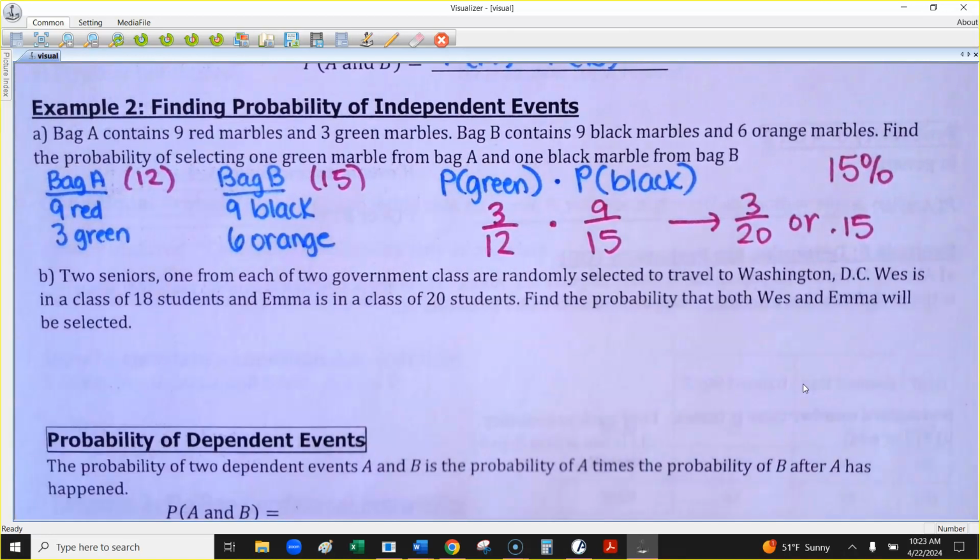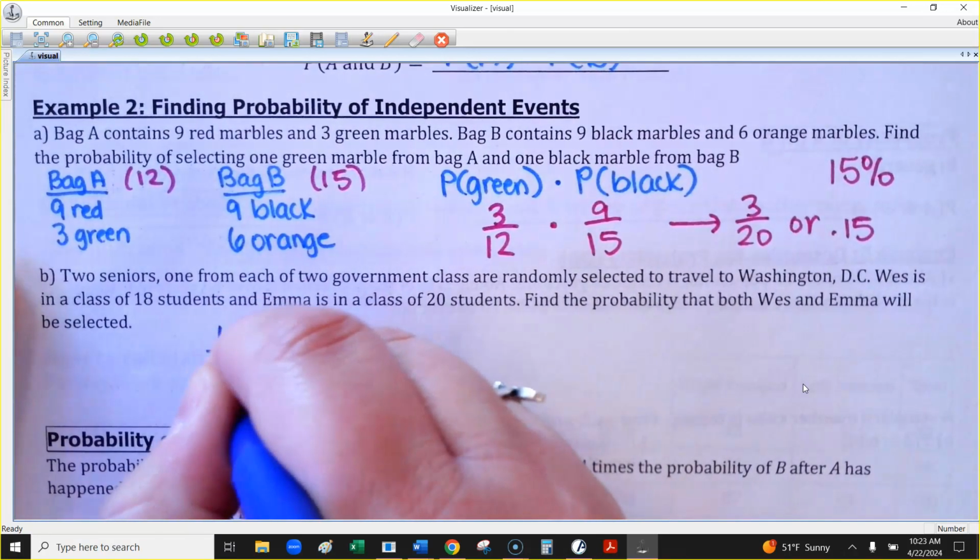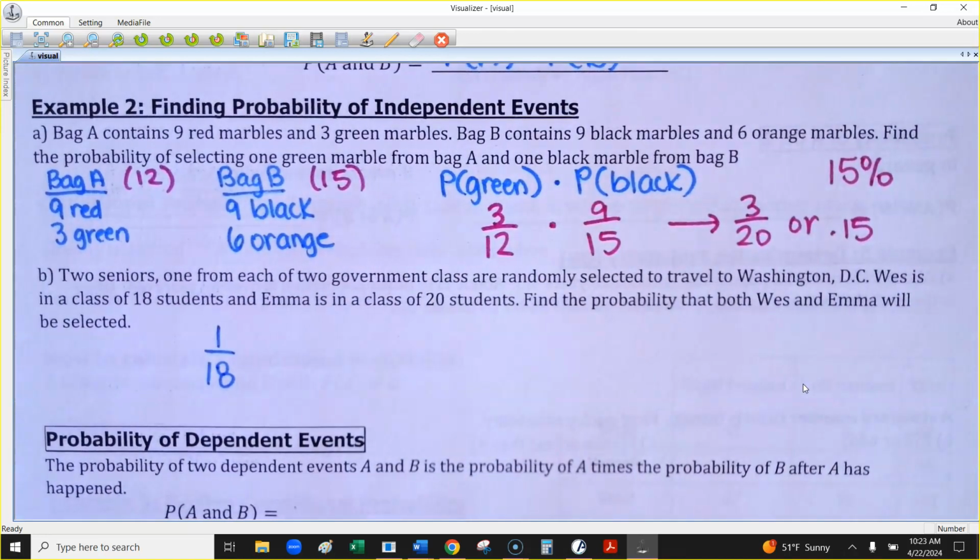So if Wes is in the first class that has 18 kids, what's the probability I would pick him? 1 out of 18, right? All right, so Emma's in the second class that has 20 kids. We should probably start using this and drawing out of there and counting those.